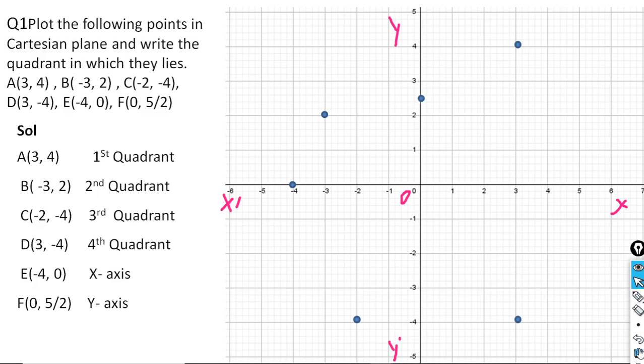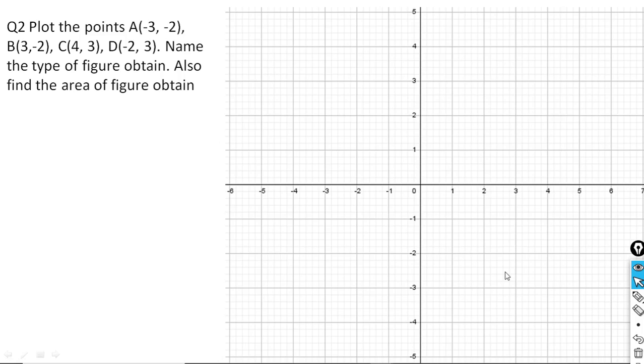Let us discuss a few more problems. Now here we have to plot these points, point A, B, C and D, and name the type of figure obtained and also find its area. Let us start with the point A. Point A is minus 3, minus 2, in the third quadrant. And the point B, 3, minus 2, x is 3, y is minus 2. Third point, point C, 4, 3, x is 4, y is equal to 3. This is the point C.